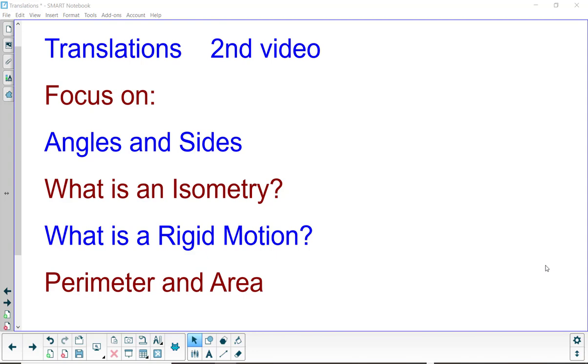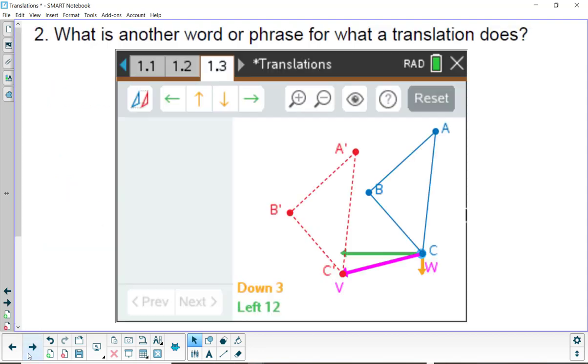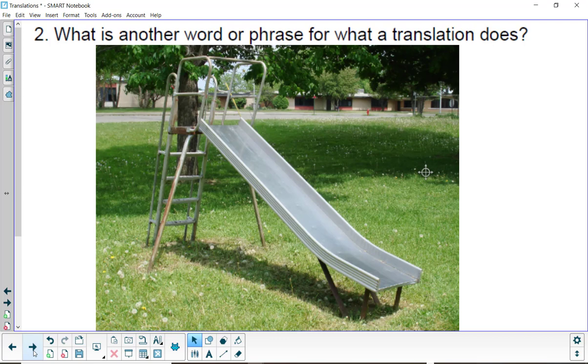This is the second video about translations in transformation geometry. This one will focus on angles and sides, what is an isometry, what is a rigid motion, and perimeter and area. But first, let's start off where we left off. What is another word or phrase for what a translation does? Do you remember that? And of course, the answer is, well, not sliding board, but slide.